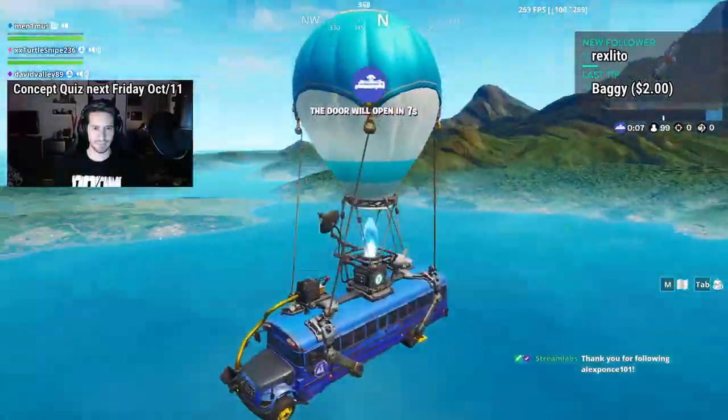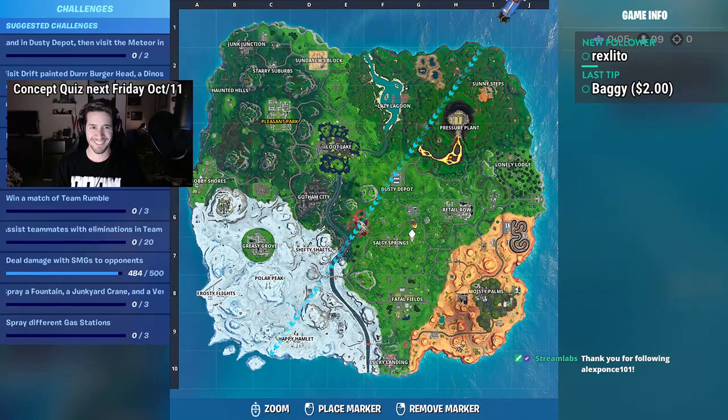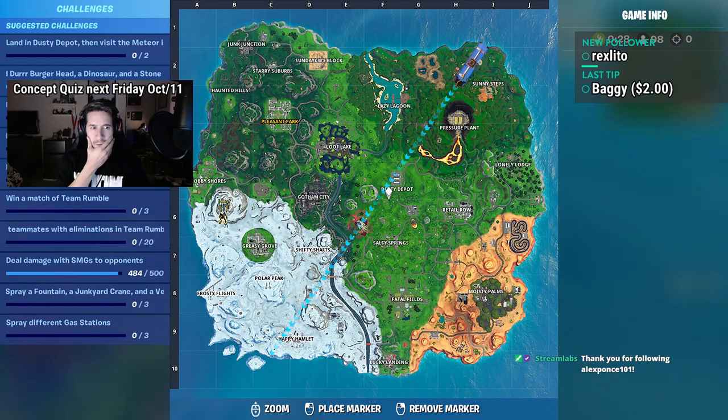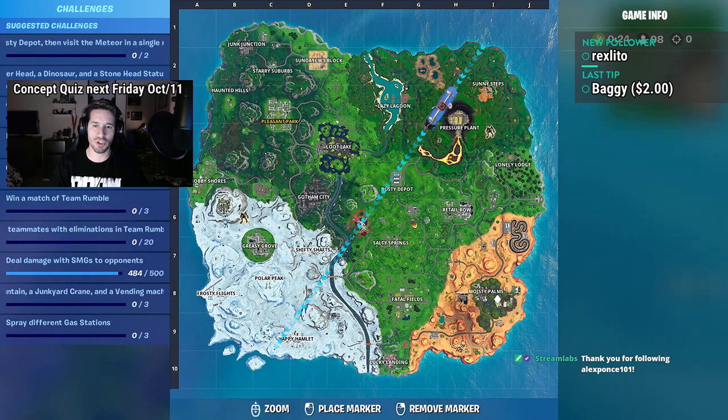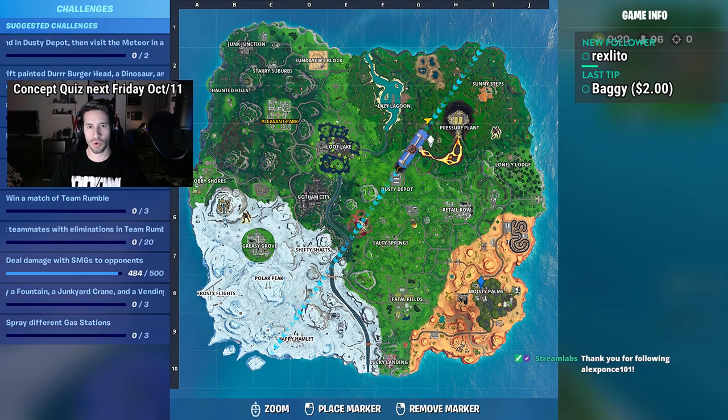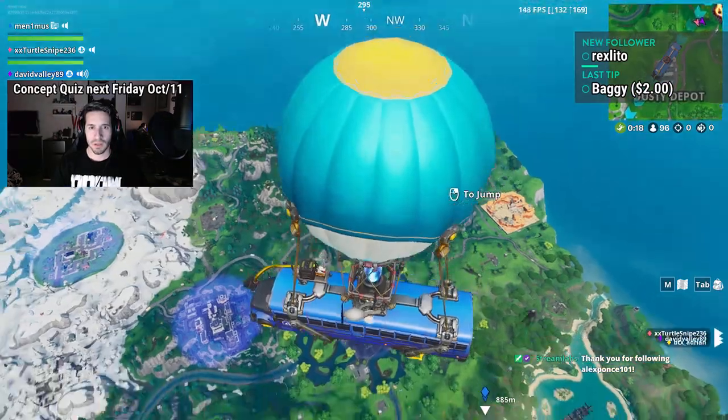I would like the doggo skin so bad to come back. The doggo skin. Alright guys, one of my favorite places to land is Moisty Palms. Oh no, I hate that place. How about we land at Kevin the Cube?